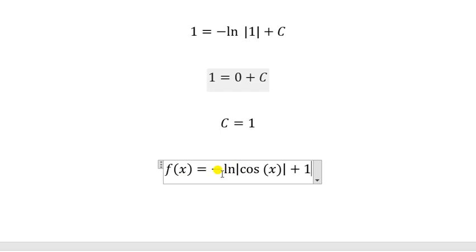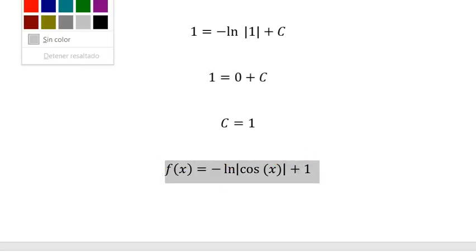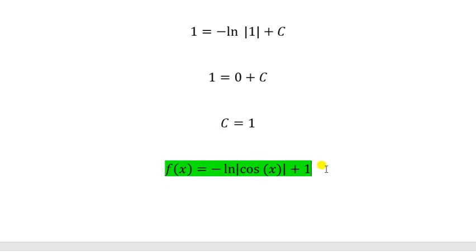Now, this answer has another form, another form in which we can write it. Let me just highlight it. Okay, that will be our answer.